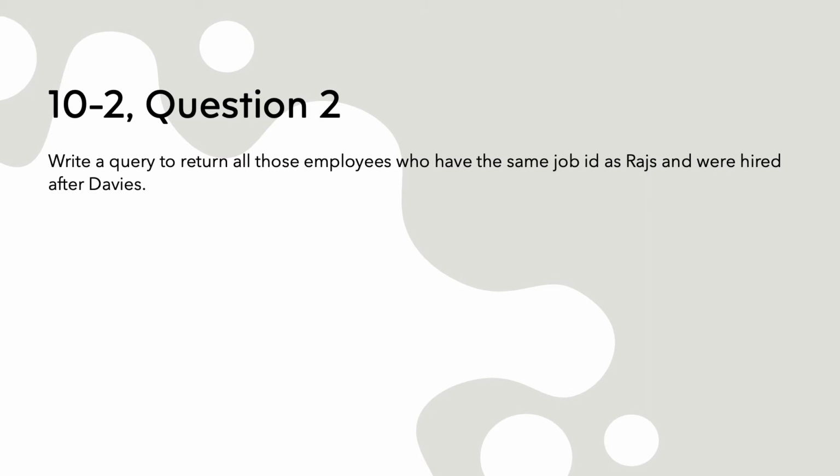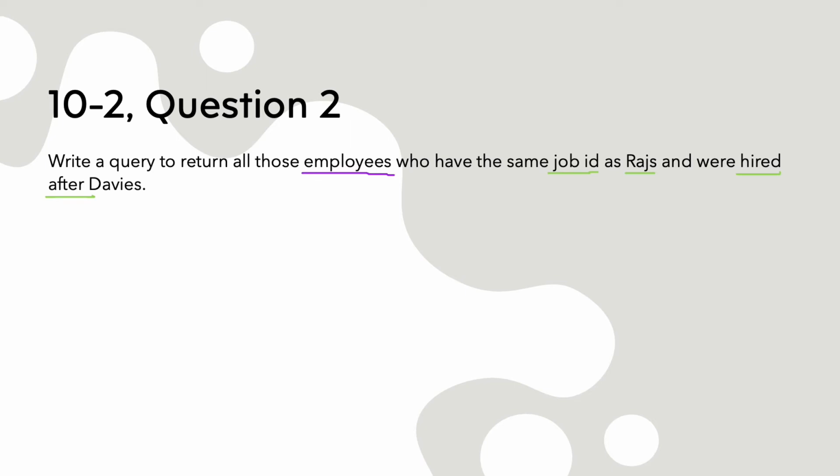The next question we're going to go over is question 2 from section 10-2. And this question reads, write a query to return all those employees who have the same job ID as Raj's and were hired after Davies. So we know that we're going to be using the employees table. We're going to be selecting from there. And for our subqueries that we're going to write, we want to write a subquery that consolidates the job ID of Raj and the hire date that is after Davies. So those are what our subquery is going to differentiate out.